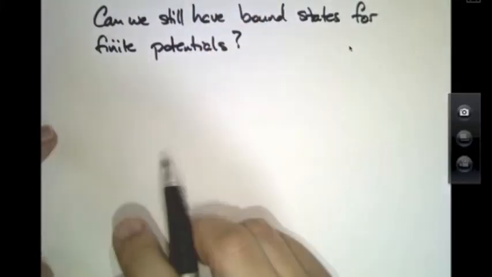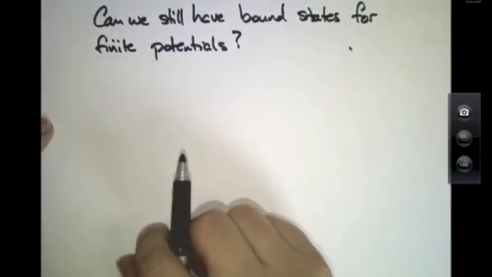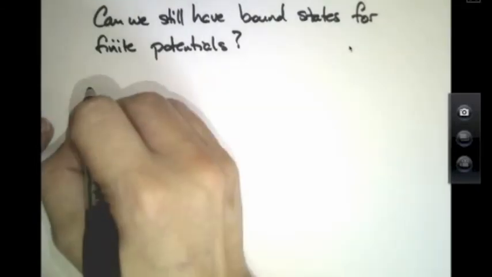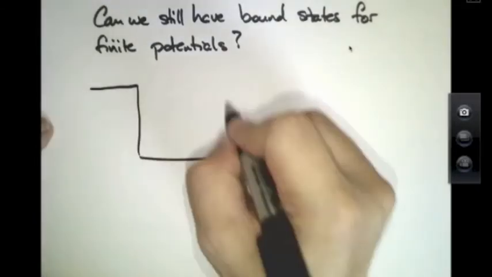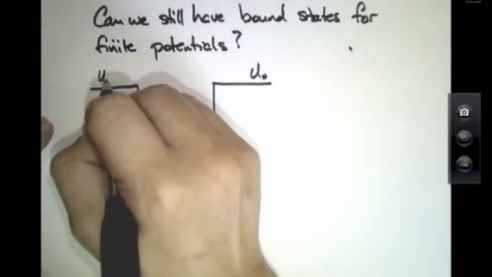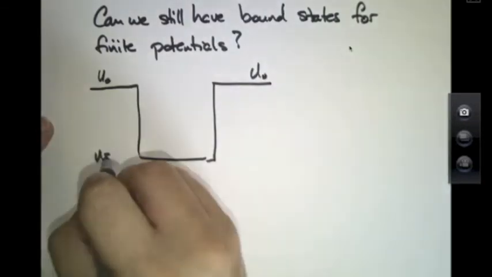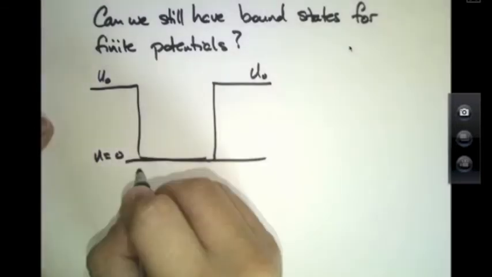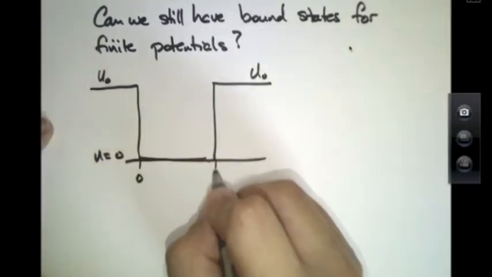So the question is, can these kinds of finite potentials still yield bound states? We can envision a case like this, where this is U naught and this is U naught. This is U equals 0, and we're at x equals 0 here, and x equals L right there.